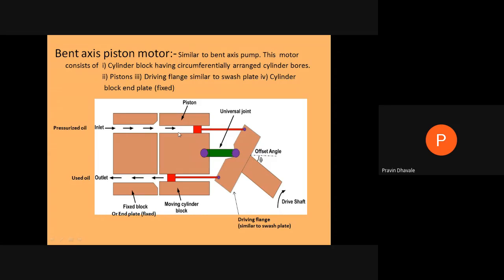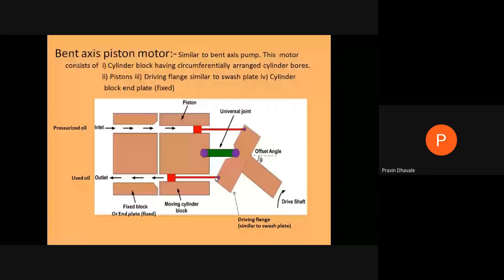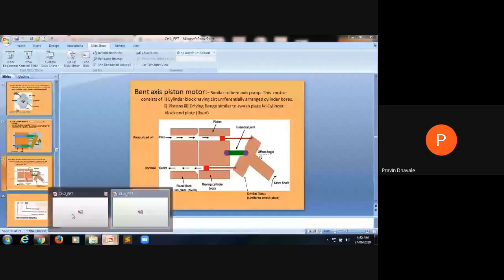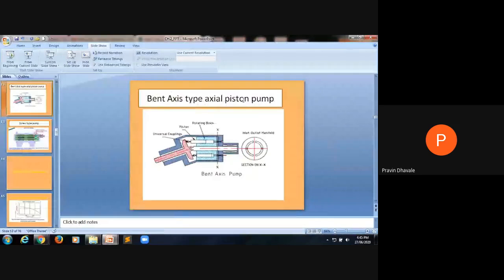Whatever fluid gets sucked in, in the next half rotation, this piston will move in the forward direction. Whatever fluid was sucked will get discharged from this outlet. This will be the operation of the bent axis type axial piston pump. Are you getting the bent axis type axial piston pump?